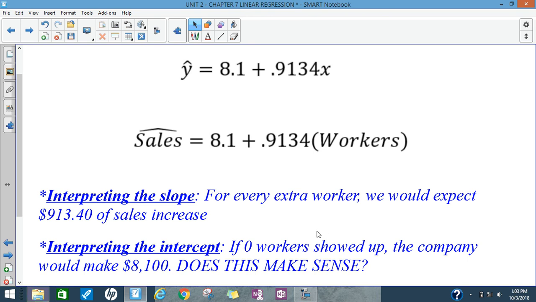And so that actually doesn't really make sense. And that's okay, as long as we understand that this is not making sense if we have 0 workers. These prediction equations sort of need to be taken with a grain of salt. So you wouldn't want to plug 0 here and say, hey, if nobody shows up to work, we're going to make $8 grand. That wouldn't make any sense.